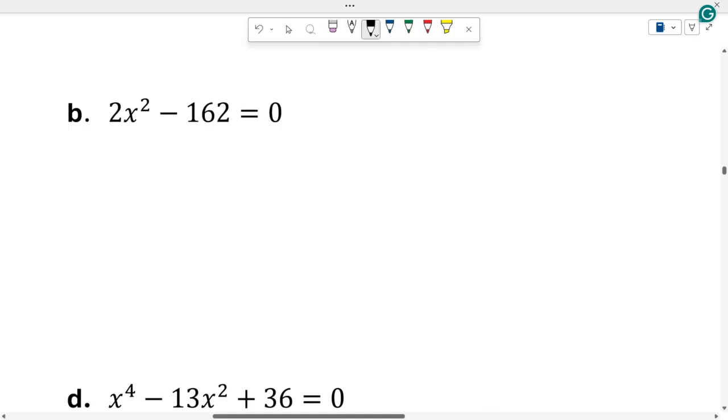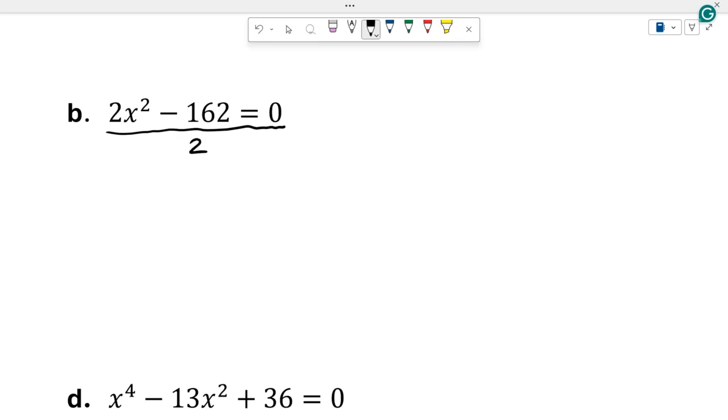All right, B. For B, I have the equation 2x squared minus 162. Again, we're going to solve this by factoring, although I'll briefly show a different way of doing this. So notice, first of all, I have a leading coefficient of 2 on my x squared. However, I can easily get rid of it because my 162, well, that's an even number, so I can pretty easily divide everything by 2, right?